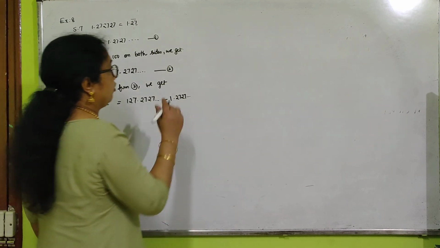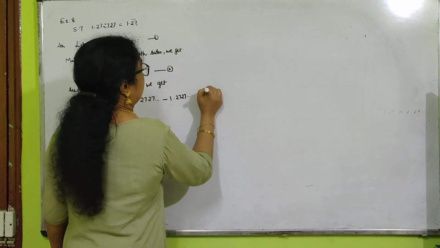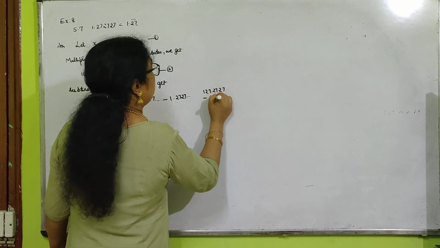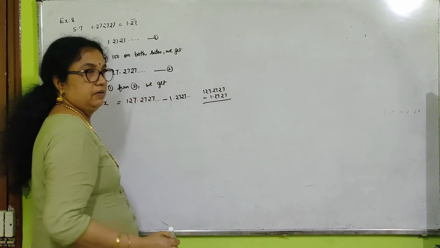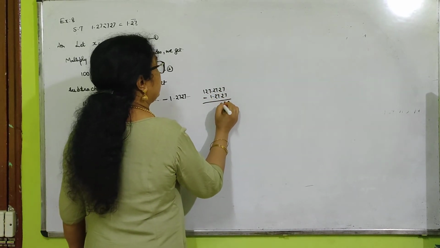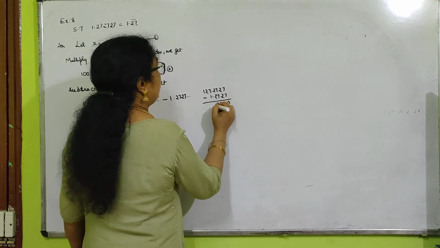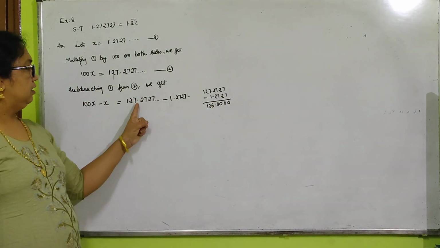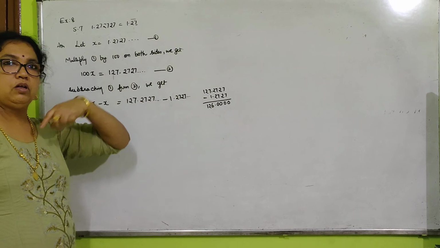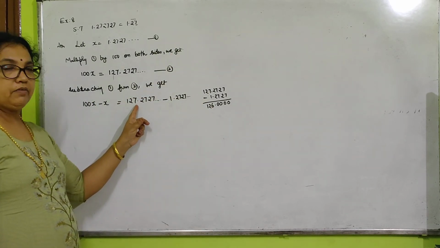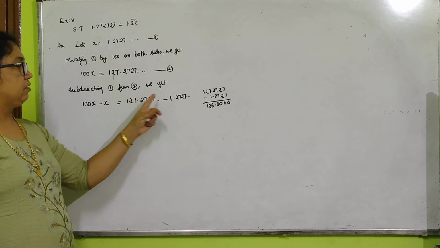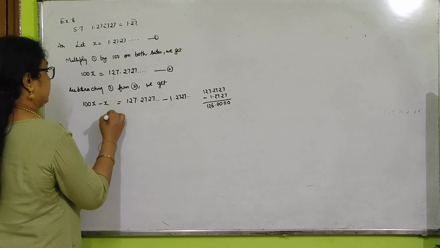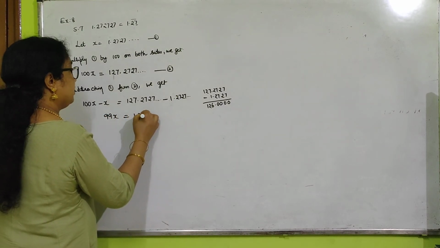If doubts come, whatever I told you, you have to write it in the margin. So 127.2727 minus 1.2727, like this you have to write. Then 7 minus 7 is 0, 2 minus 2 is 0, 7 minus 7 is 0, 2 minus 2 is 0, 127 minus 1 is 126. After the point the digits are the same, so on subtraction they became 0. Here 127 before the decimal, here it is 1, 127 minus 1 is 126. And 100x minus x is 99x, equal to 126.